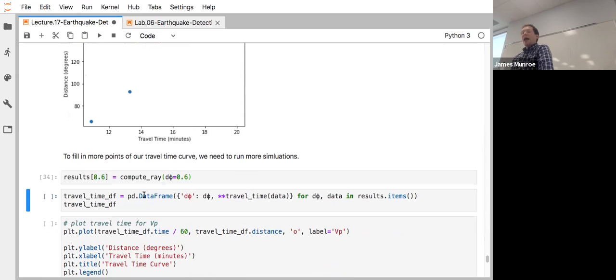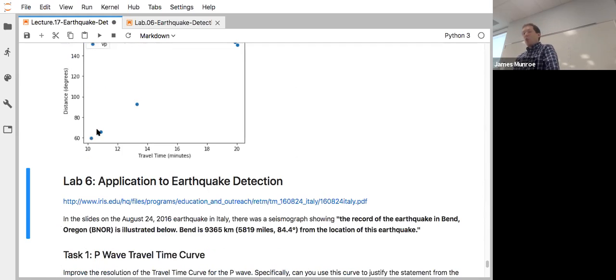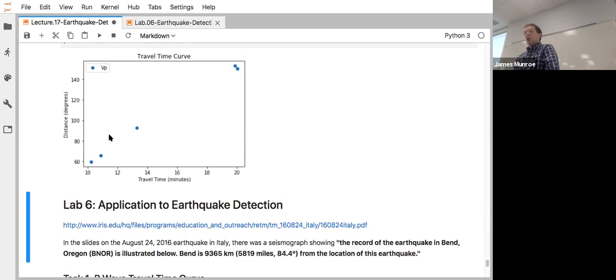there we go. I could rebuild that data frame and plot it again. And now I have one new dot right here. You can imagine making lots of dots, dot, dot, dot, dot. And what you'd be doing is reconstructing this travel time curve. Does that make sense? Okay. That's the background and the theory.